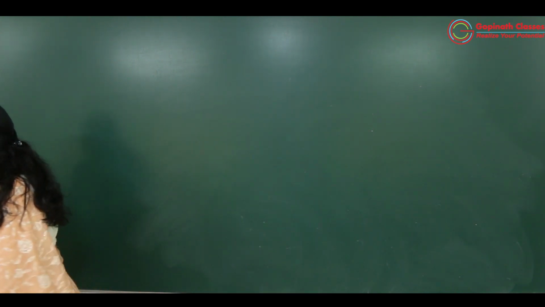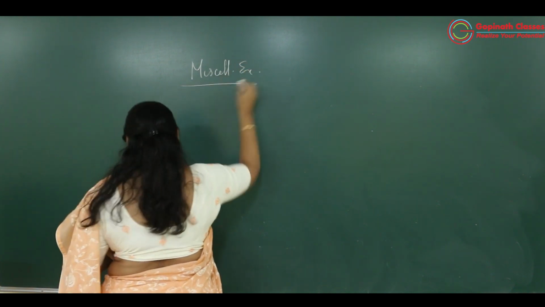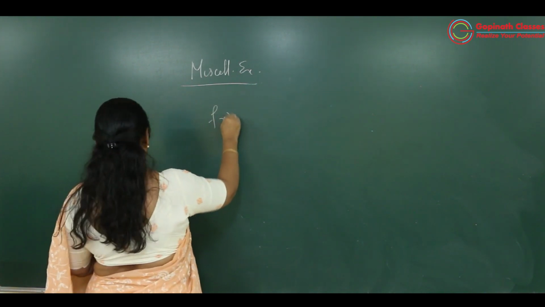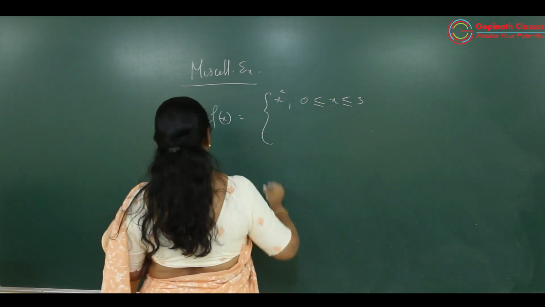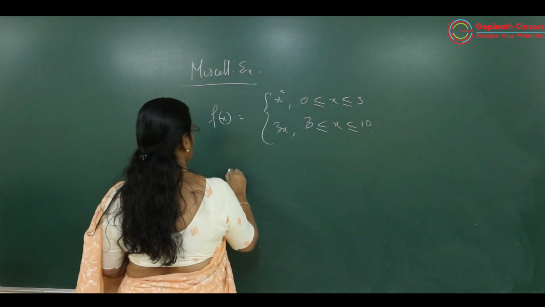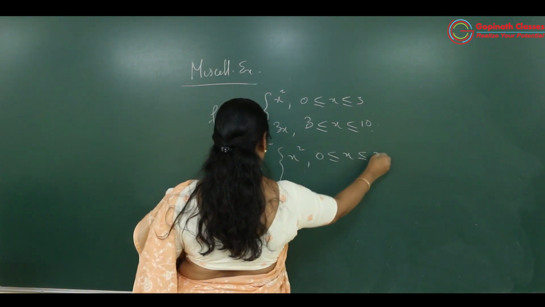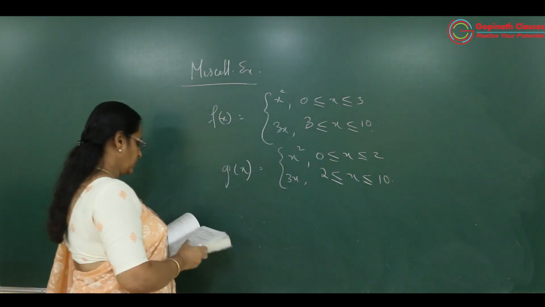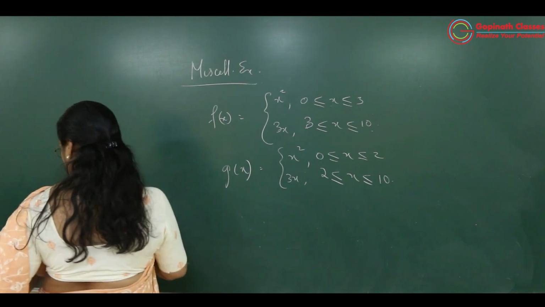First question, the function f is defined by f(x) is equal to x square, where 0 less than or equal to x less than or equal to 3, and 3x, where 3 less than or equal to x less than or equal to 10. And g(x) is another function, g(x) is equal to x square, where 0 less than or equal to x less than or equal to 2, and 3x, where 2 less than or equal to x less than or equal to 10. Now, explain why f is a function and g is not a function.